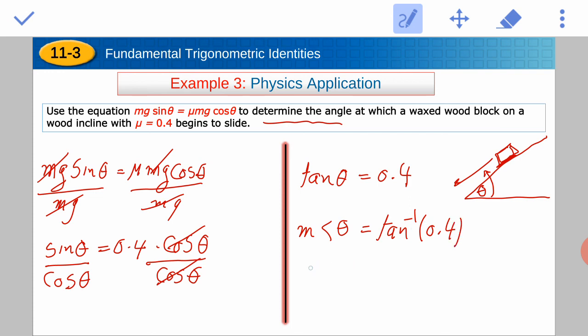Put it in the calculator, and the calculator is going to give you the measure of angle theta. If you approximate that to the nearest degree, it's going to be 22 degrees. So this waxed wood block is going to start moving when the angle theta is equal to 22 degrees.